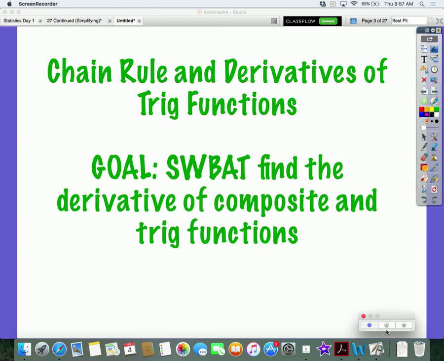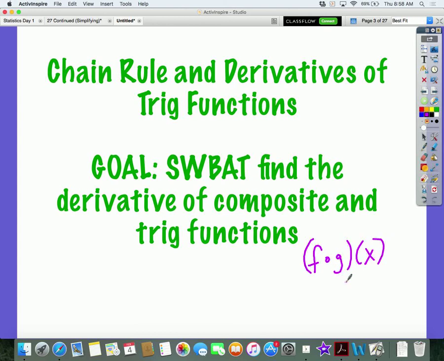Think about it. You remember what the symbol is for composite? The open circle, okay? Where you would put a function inside a function. That is a composite, okay? Composition of functions.